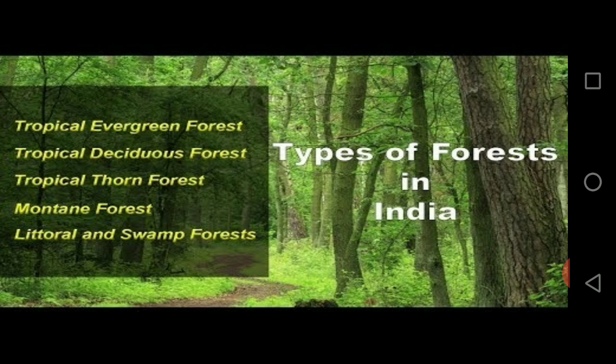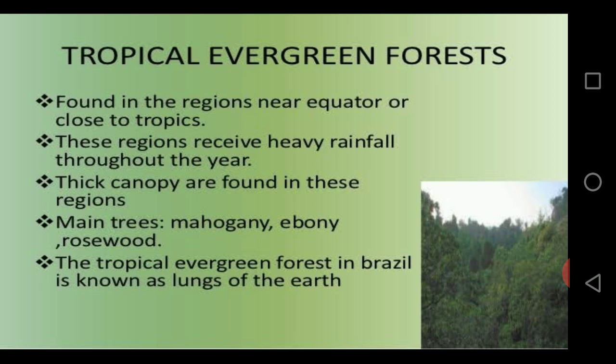They are tropical evergreen forest, tropical deciduous forest, tropical thorn forest, montane forest, and littoral or swamp forest, which is also called mangrove forest. Now why tropical? Because India is located near the Tropic of Cancer, and as a result we belong to a tropical type of climate. Let's start.